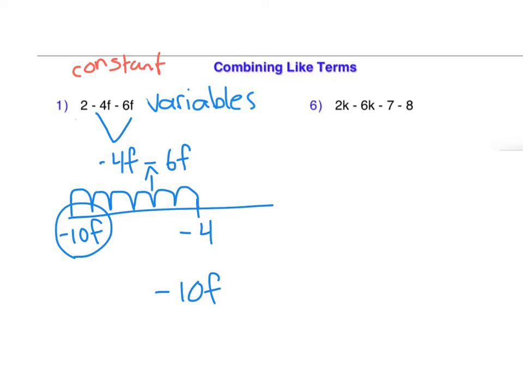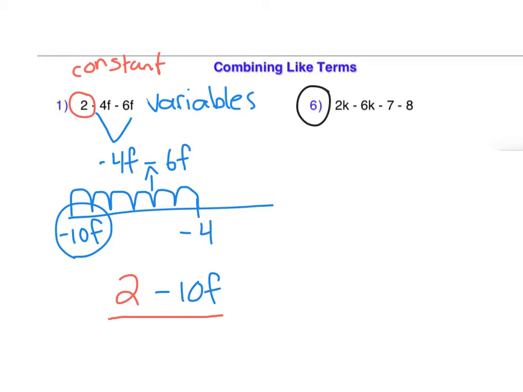And then the 2 is just by itself. So I have 2. Because it's subtraction, I need to write it in the proper order. So 2 minus 10f. That would give us the answer, or that's how we combined the terms. Let's try another one. Let's try number 6.